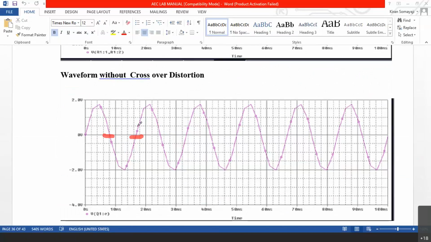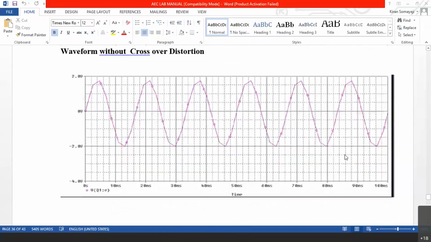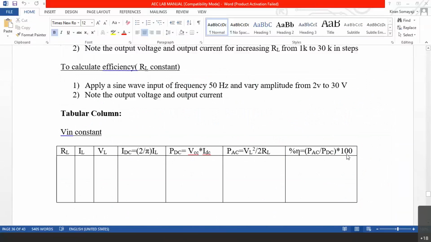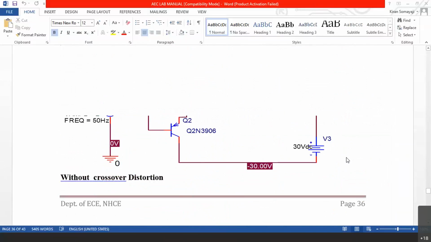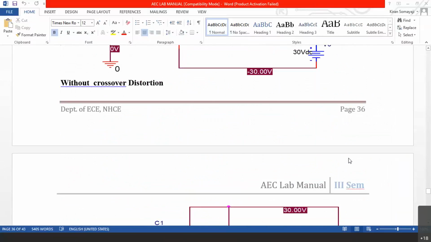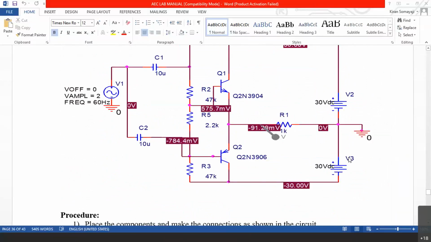Gradually they will turn on. NPN will turn on in one direction, PNP will turn on in the other direction so that output is available. This is without crossover distortion. We can call it a class AB push-pull amplifier only. So these are the two circuits of today's experiment. One is with crossover distortion and the other one is without crossover distortion.